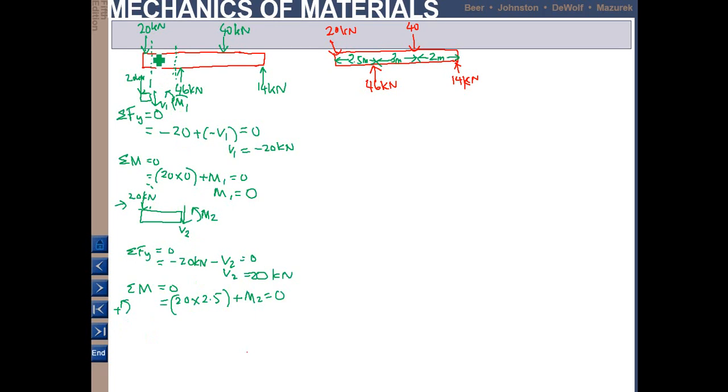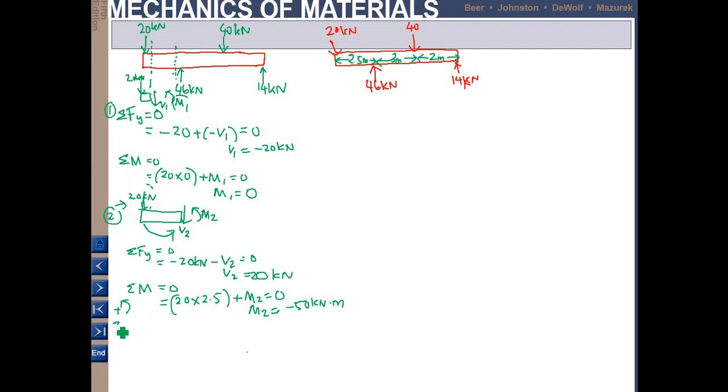So this one is positive 20, because if we take moment at point 2, this will bring this beam into this direction, because this one you push down, so it is actually in the same direction. That's why it is positive 20 times 2.5, because the distance is 2.5. Moment is force times distance, and then plus M2. So you got M2 is equal to minus 50 kilonewton meter. Okay, so that is for point 2. So this is for point 1, and this is for point 2.